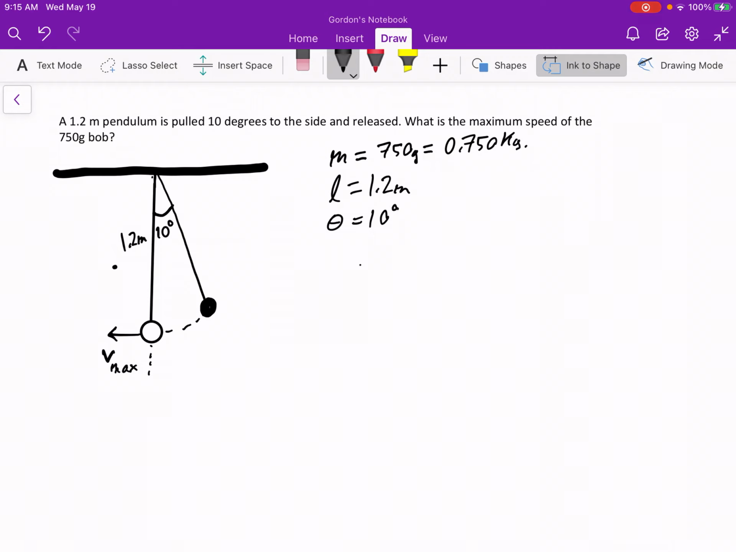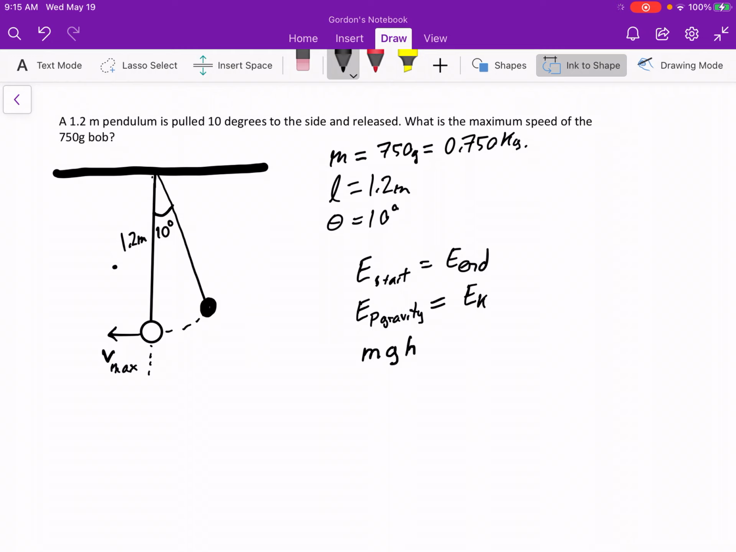Just like all of these energy questions, our energy at the start has to be equal to the energy at the end. When we're at the start, when it's pulled to the side, this is sort of our starting situation, we only have potential energy. And this is the potential energy of gravity, because the object isn't moving, there's no springs involved. The only type of energy we have is the potential energy of gravity. And this is going to be equal to, we'll write it as the kinetic energy of the bob at the bottom. And so the amount of potential energy that we have at the start, as always, is going to be the mass multiplied by the acceleration of gravity multiplied by the height.